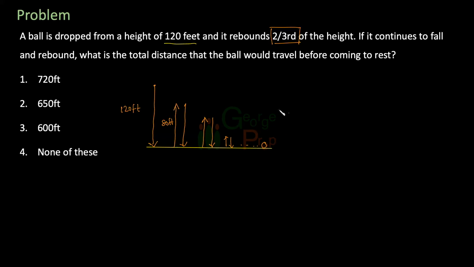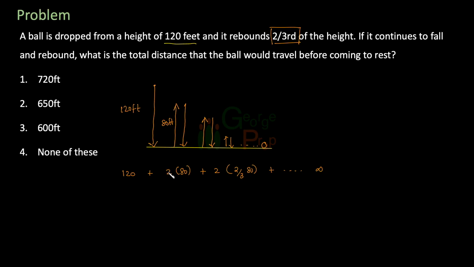So what I'm going to do is, this is a singleton here. There is no upward movement for this. So I'm going to just take it as 120 plus 2 times of 80 plus 2 times of 2/3 of 80 plus 2 times of 2/3 of 2/3 of 80 and so on till infinite.